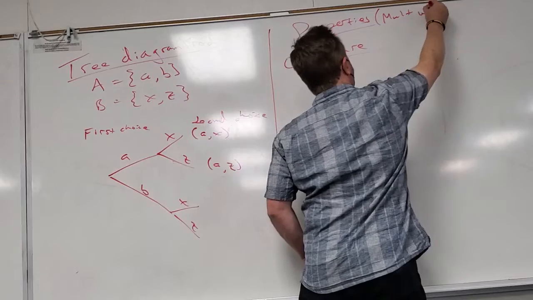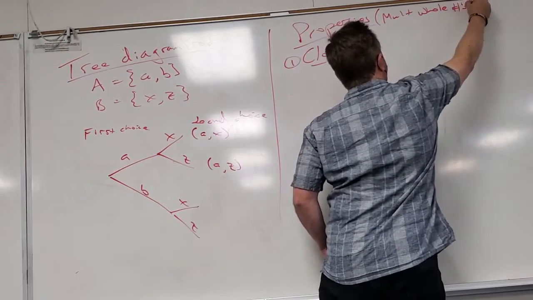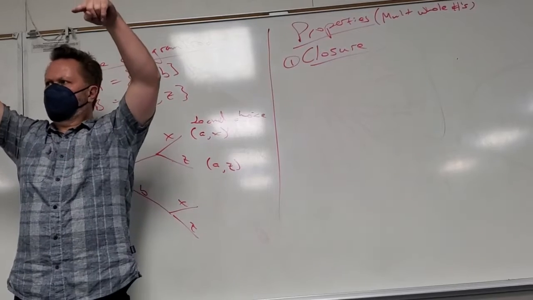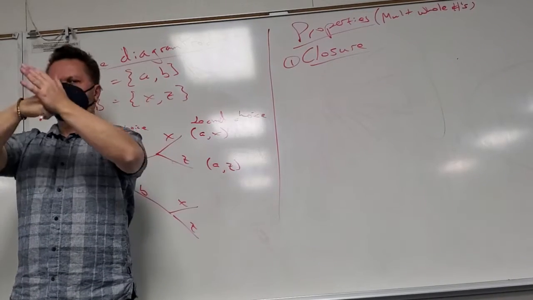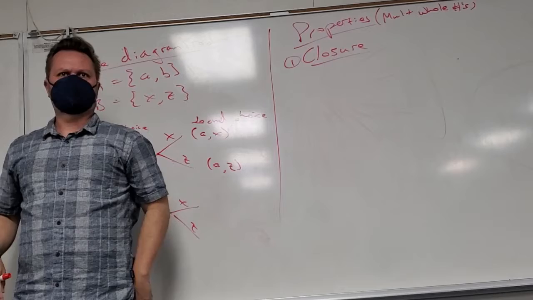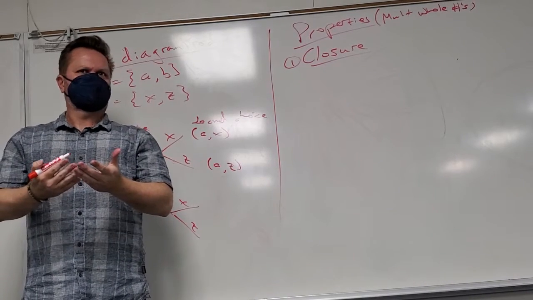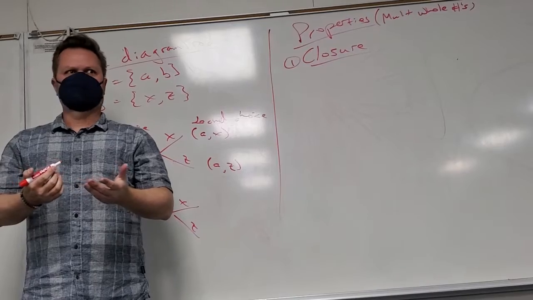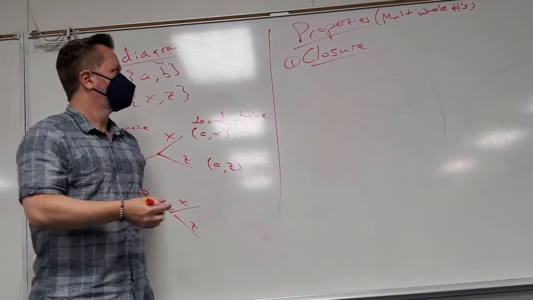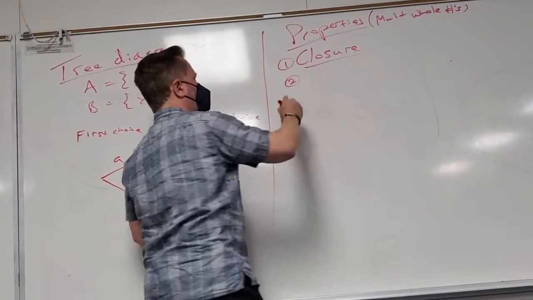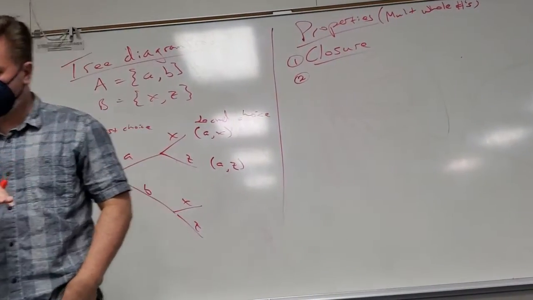Multiply whole numbers. If I get two whole numbers, the result's going to be a whole number, and you multiply the results, a whole number also. I like it. And I love that name, closure. So closure is also here.